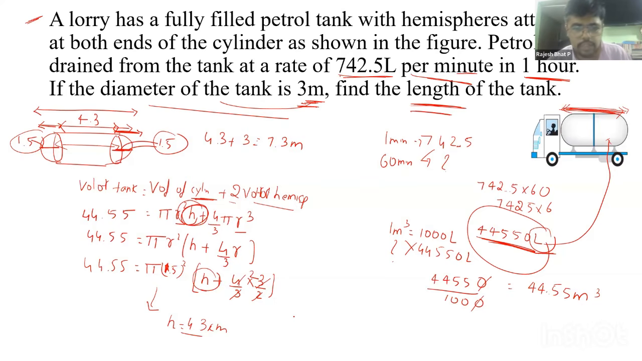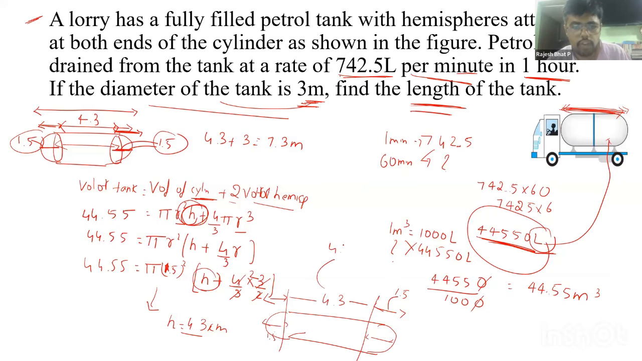So basically, this is the shape. There is a cylinder and there is a hemisphere. From here to here, I just found out 4.3. So from here to here, what is this and what is this? So this is the total length. From here to here it is radius 1.5, and this again 1.5. So basically when you add 4.3 plus 1.5 plus 1.5, that is 3, what is the answer? 7.3 meters is the length of the tank.